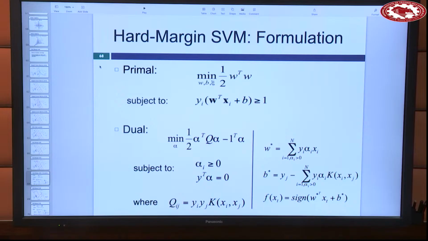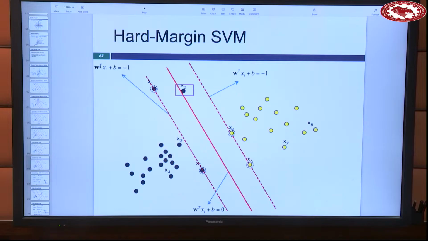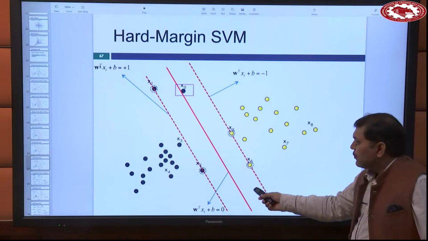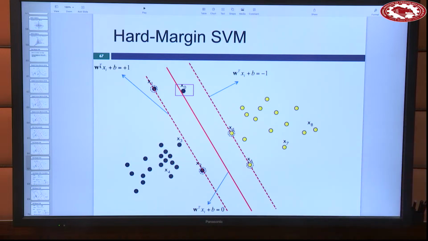So minimize this, so the margin can be computed. How will you compute this margin distance? The plane is W transpose xi plus B equal to 0. What is the distance from this main plane to this marginal plane, or to this side? It is 2 by norm of W.